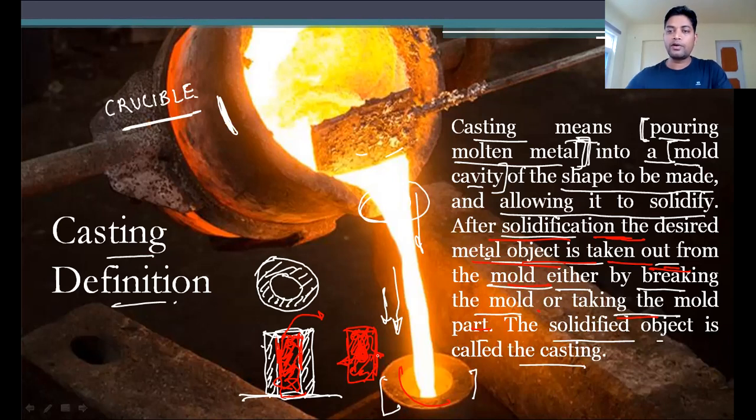Okay, so let's read it once again. Casting means pouring the molten material into the mold cavity of the shape to be made, whatever shape is required, and allowing it to solidify. Once it is solidified, the metal object is taken out from the mold cavity, either by breaking if it is completely solid, or just taking out if it is semi-solid. Whatever the semi-solid or solidified form that is taken out, we call it a casting or casted product. So this is basically the simple definition of casting.